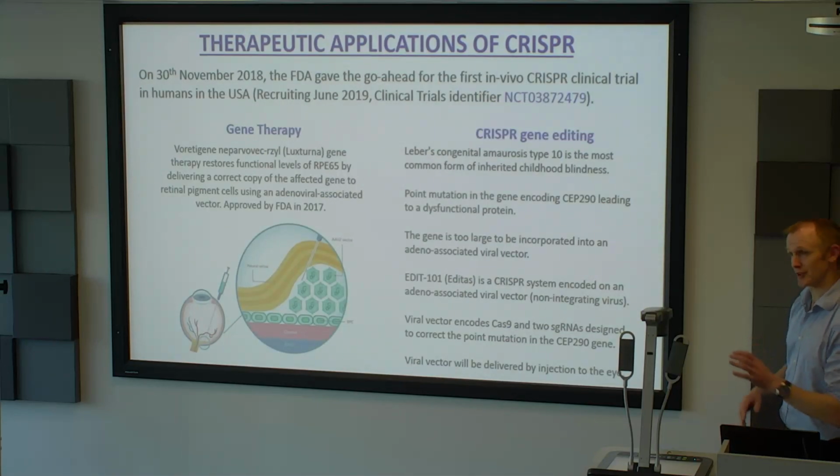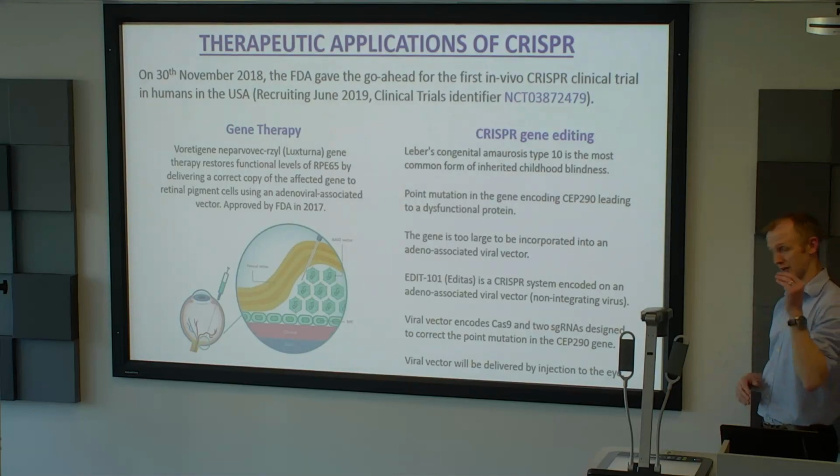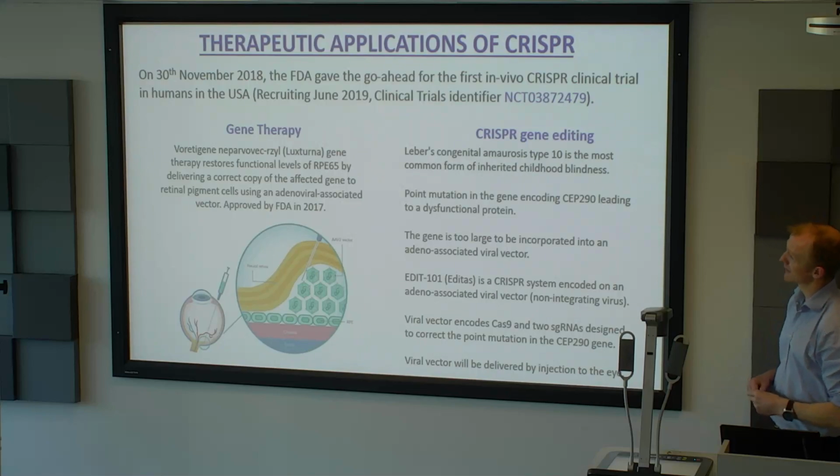That was ex vivo, so that means the CRISPR has been used on the patient cells in vitro. But just soon after, last November, the FDA gave the go-ahead for the first in vivo CRISPR clinical trial in humans in the USA. And this is to treat a form of congenital blindness.